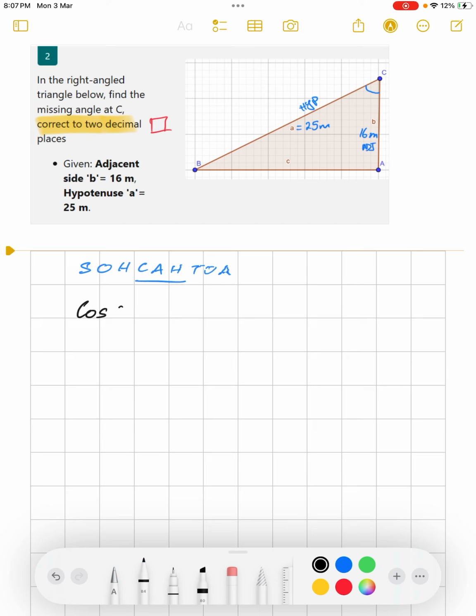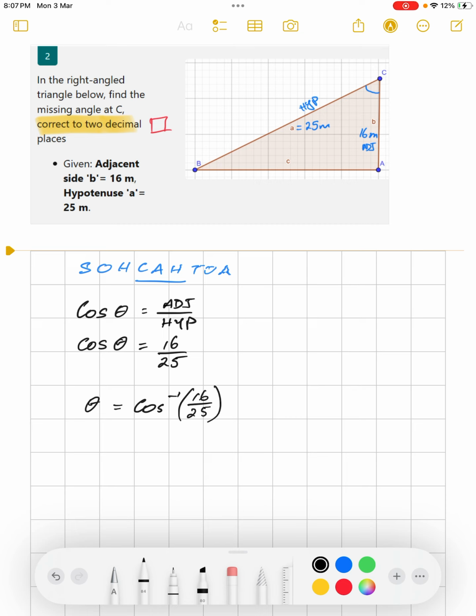So cos of theta is the adjacent side over the hypotenuse, and what have we got? Well, we don't know theta, that's what we're trying to find. The adjacent is 16, the hypotenuse is 25. So we get our angle by taking the inverse cos of 16 over 25, or arc cos.